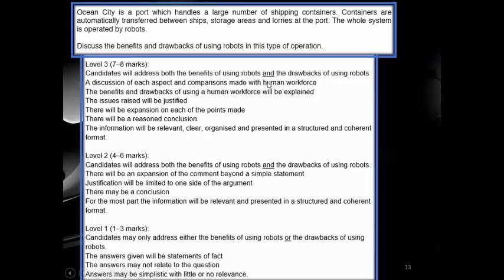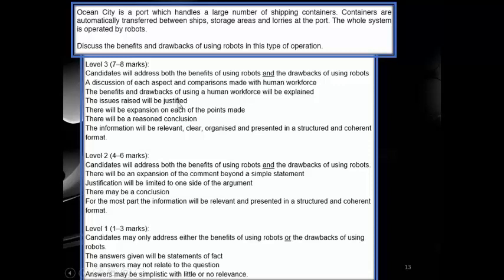That's what I was saying. Even though human workforce was not in the question, you have to look at it. If we don't use robot for this operation, we can also use human workforce. So you talk about human workforce also. Talk about the advantages. The benefit and drawback of using a human worker will be explained. The issues raised will be justified.